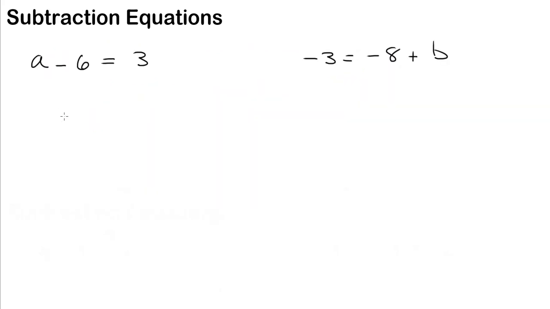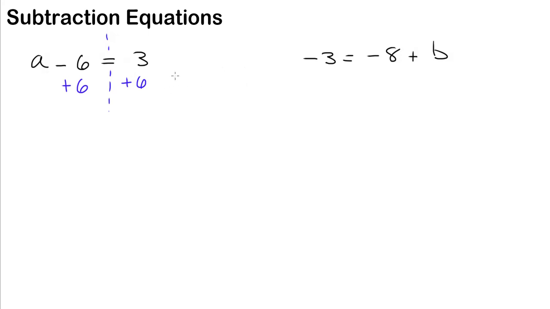All right, so now let's look at some subtraction equations. First one says a minus 6 equals 3. So we see that a minus 6 is on the left and 3 is on the right. In order to isolate a, I need to get rid of minus 6 or negative 6. So what is the opposite of minus 6 or negative 6? That would be positive 6 or plus 6. So I'm going to add 6 to the left, and whatever we do to the left, we must do to the right, so I have to add 6 to the right as well.